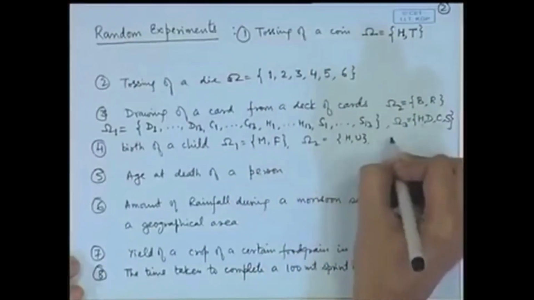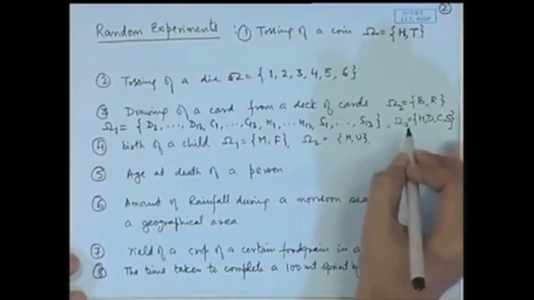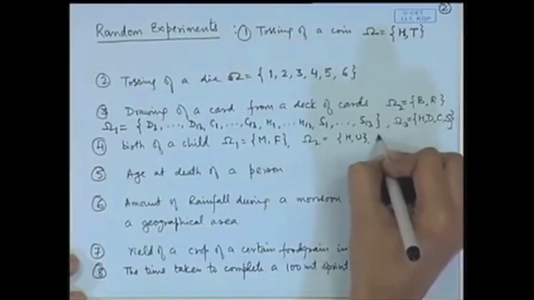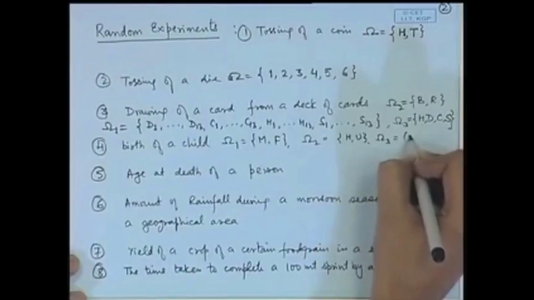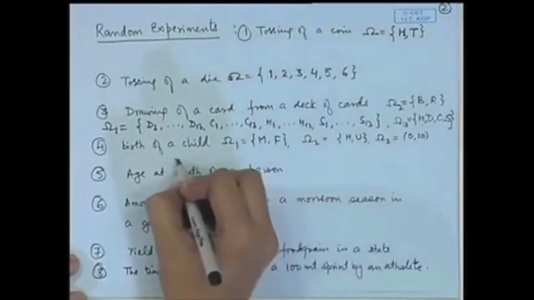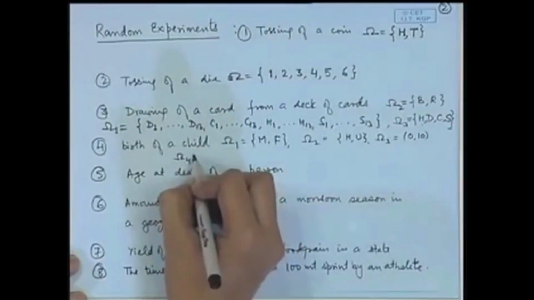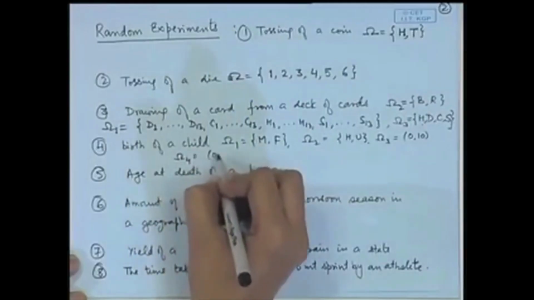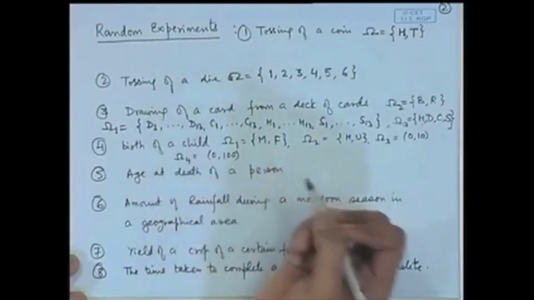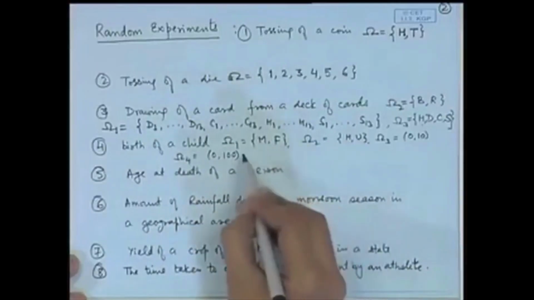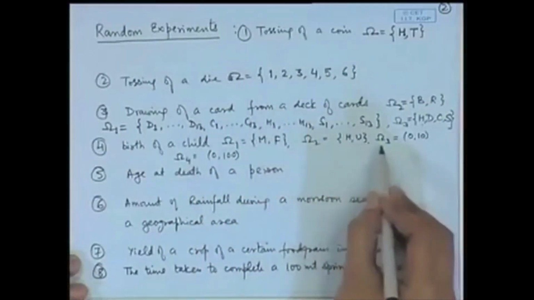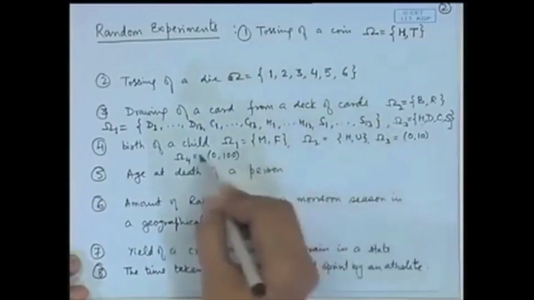We may look at his body weight at birth. So the body weight may be some number starting from say 0 to maybe 10 pounds. It may be the total life of the child, in which case this may be something like 0 to 100. So it depends upon what our actual interest is, and we can write the sample space accordingly.